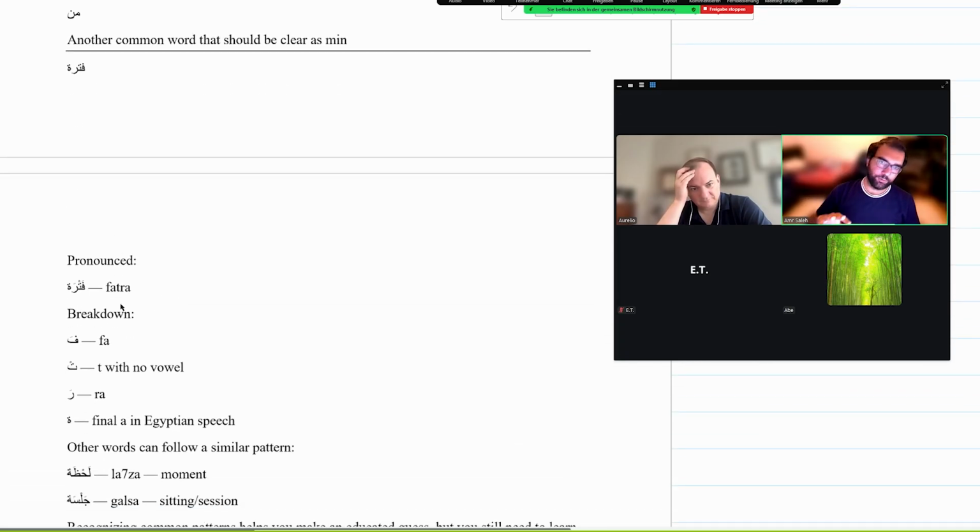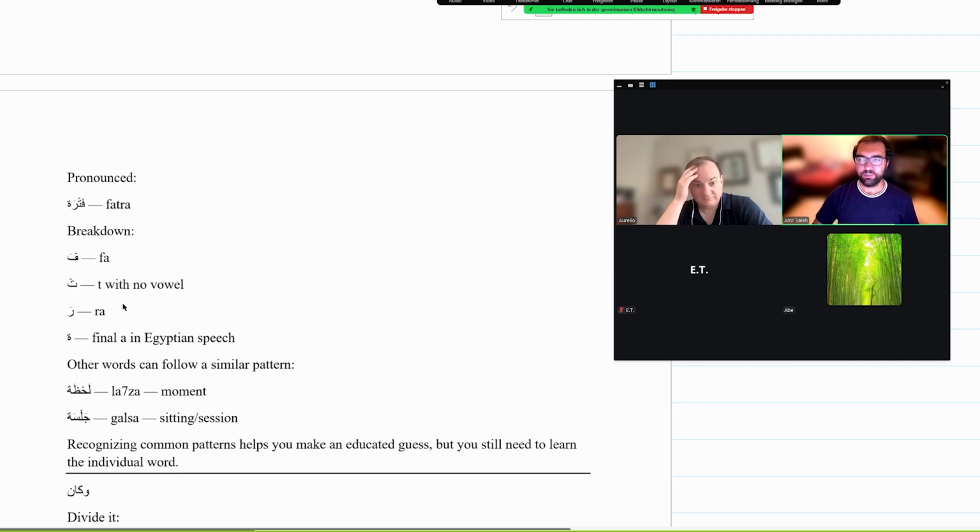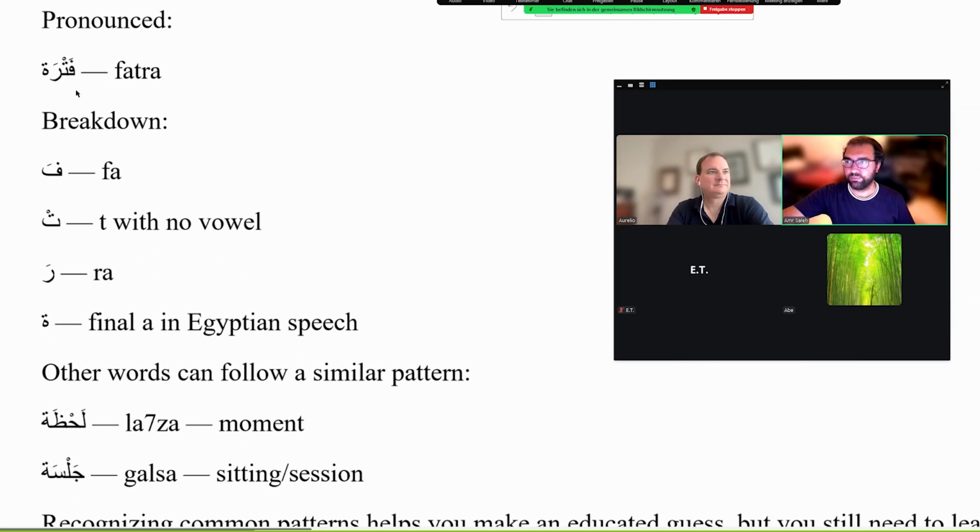Fatha, so this would be the real tricky one. So let's break it down. If you look at the diacritics here, you see that the F has a fatha, so that's pronounced fa. T has sukun, so no vowel. Re is ra because that's a fatha. And then the feminine T at the end. Of course, you don't have the diacritics. That's the whole point of this example.